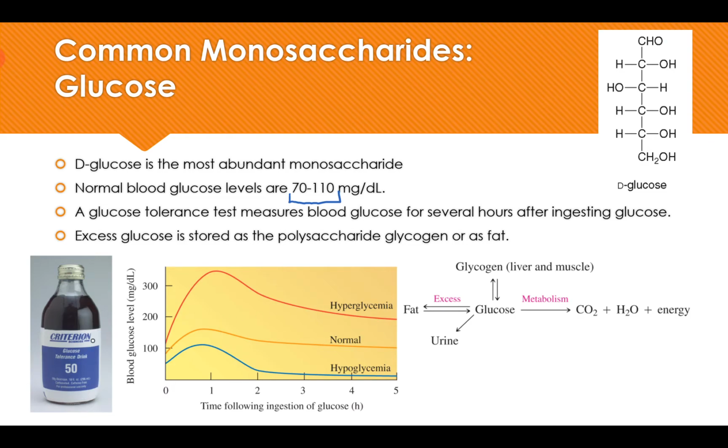And so if you've ever been pregnant, you might remember the glucose tolerance test. If you have excess glucose, then your body can convert that into fat. But we do metabolize glucose into carbon dioxide and water and get energy out of that.